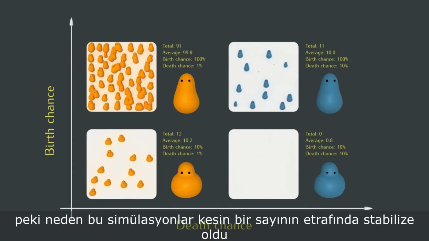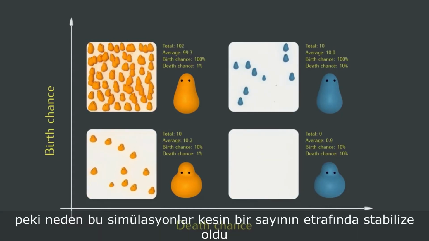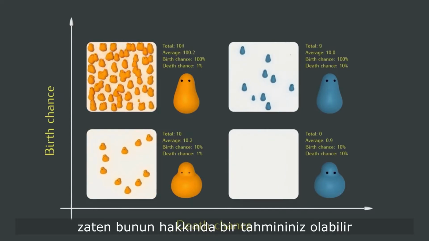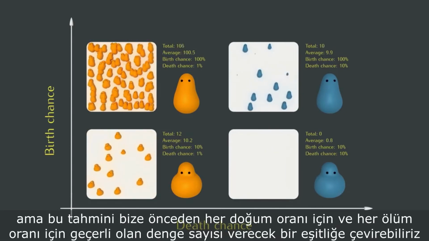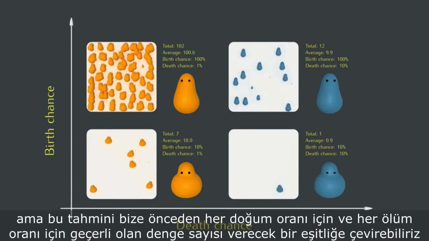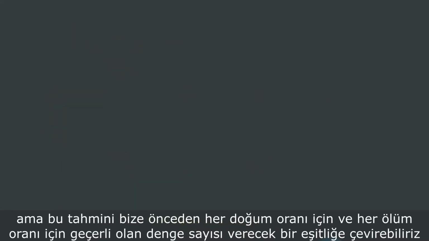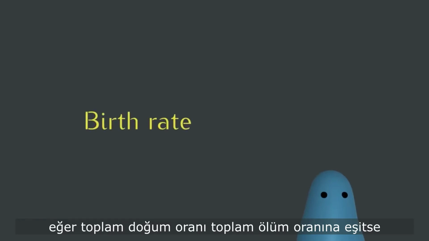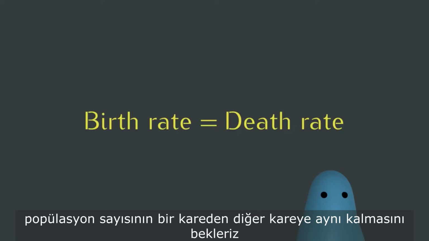So why do these simulations seem to stabilize around a certain number of creatures? You might already have some intuition for this, but we can translate that intuition into an equation which will let us predict the equilibrium number for any birth rate and any death rate. If the total birth rate is equal to the total death rate, we'll expect the population size to stay the same from one frame to the next.